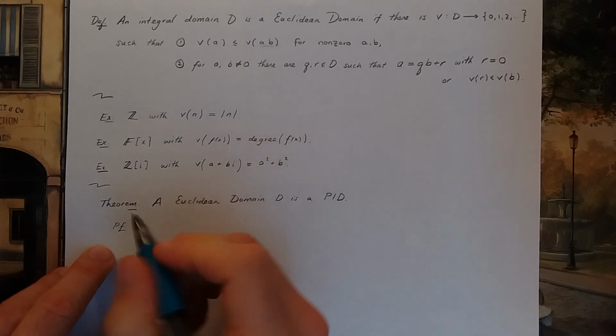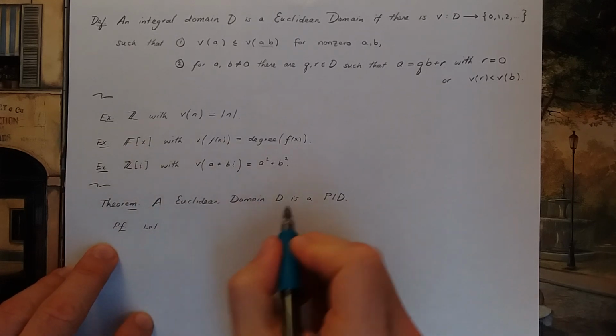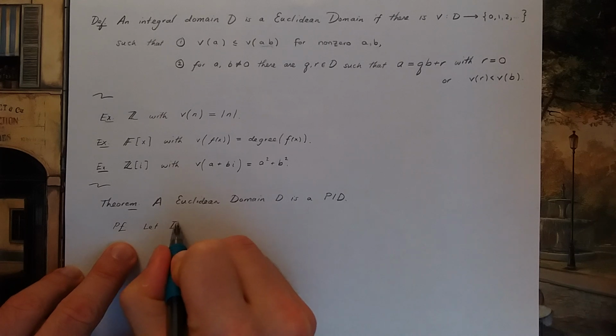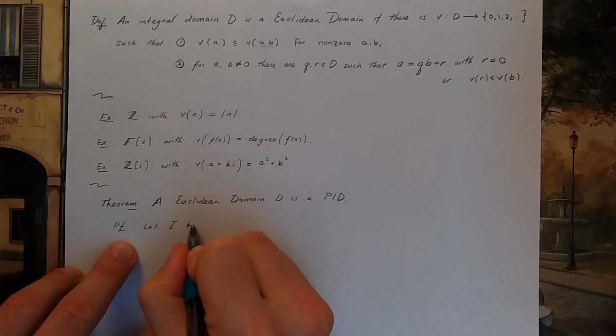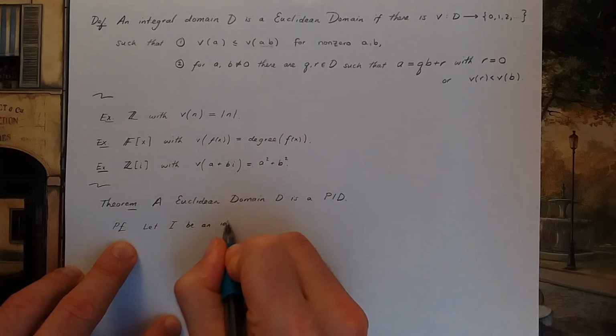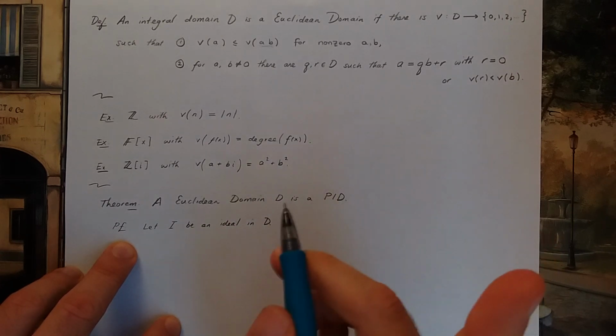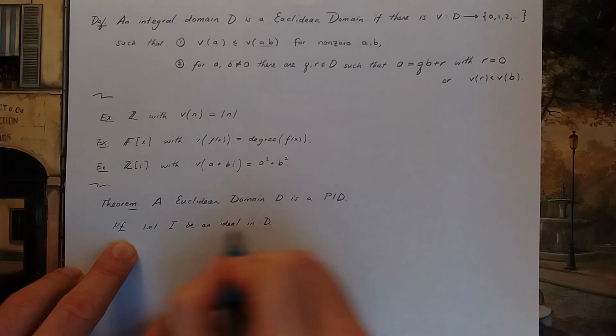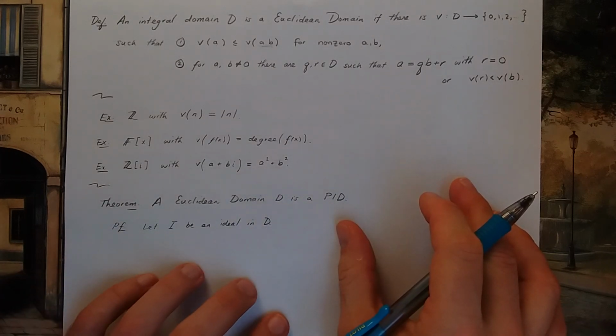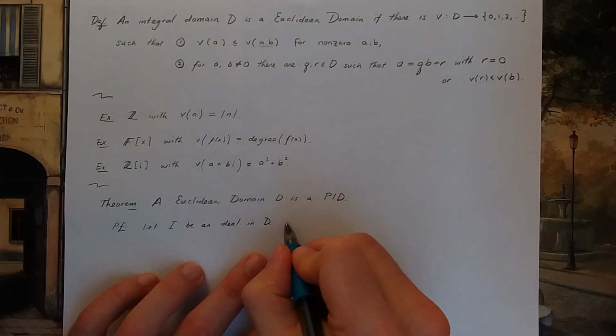So here's the proof. I want to show something's a PID, so I start with an ideal. Let I be an ideal, and I need to come up with a single element that generates I. So here's how I'm going to do it.